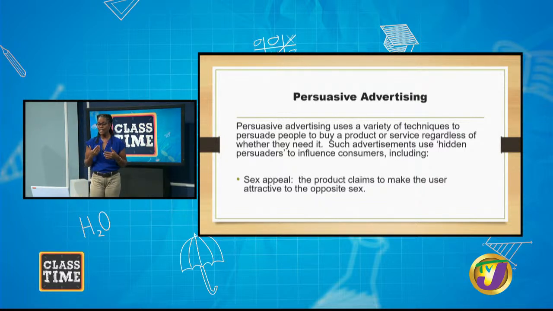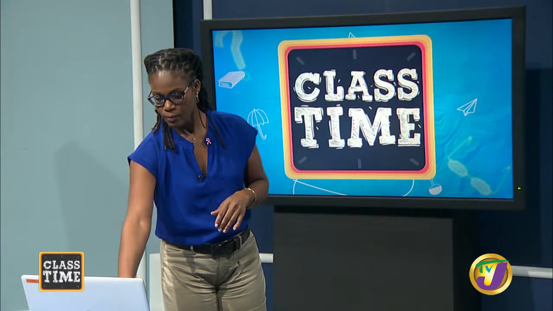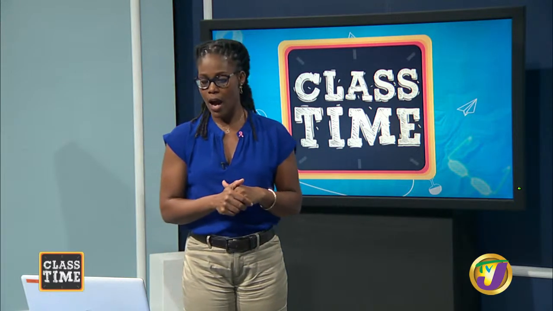The product claims to make the user attractive to the opposite sex. So, for example, a man's cologne. Have you ever seen an advertisement with a man's cologne and all the girls being attracted to him because of the fragrance that he's wearing, right? So that's sex appeal.